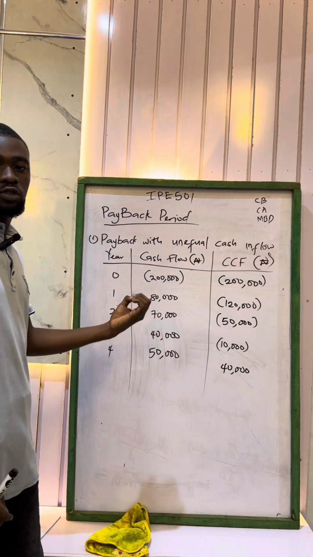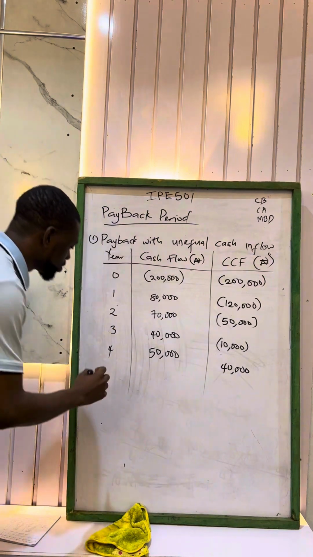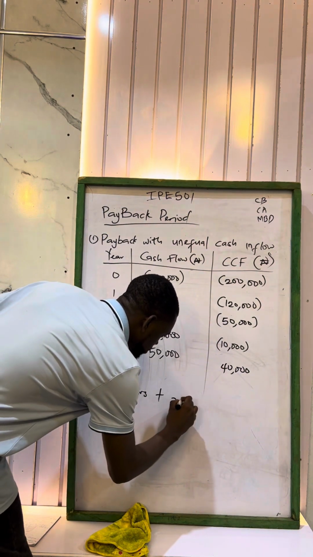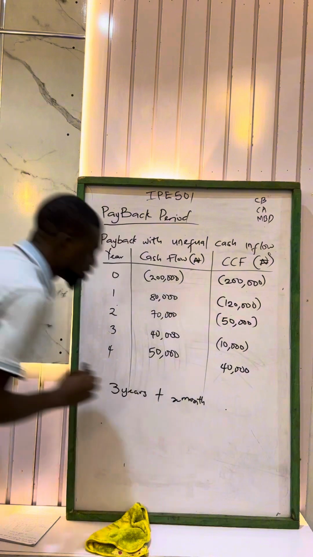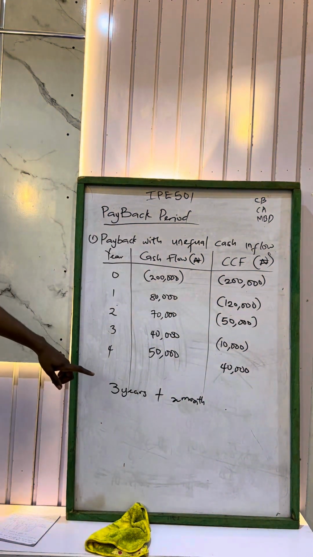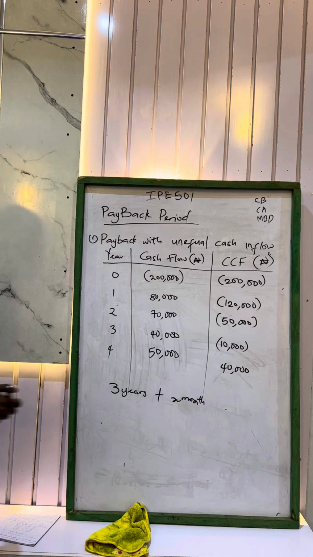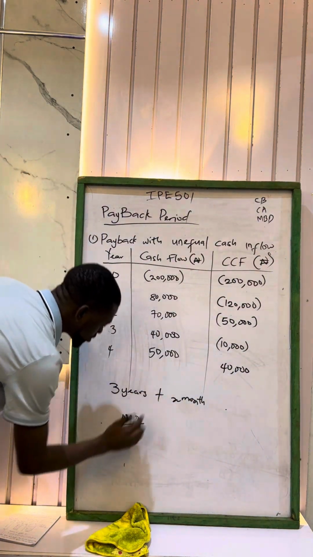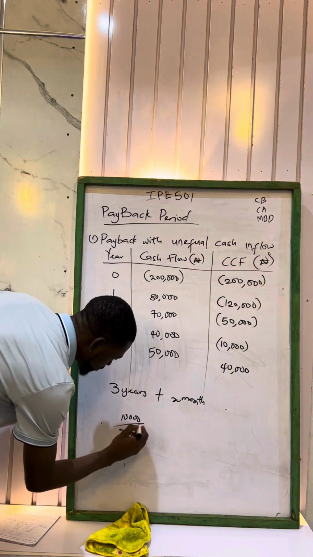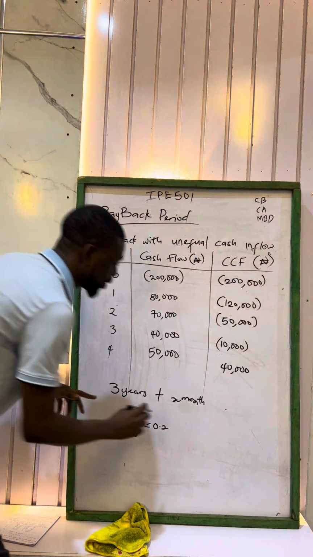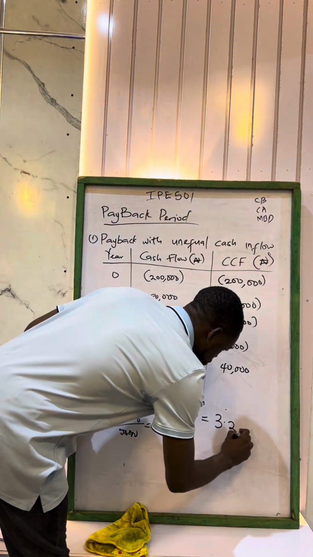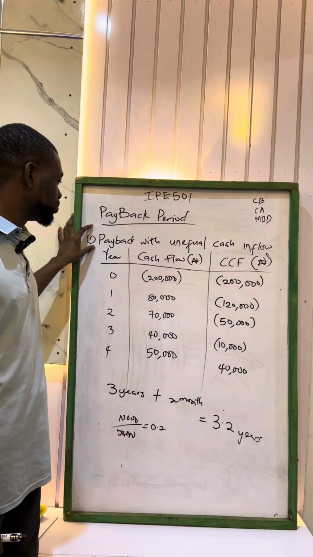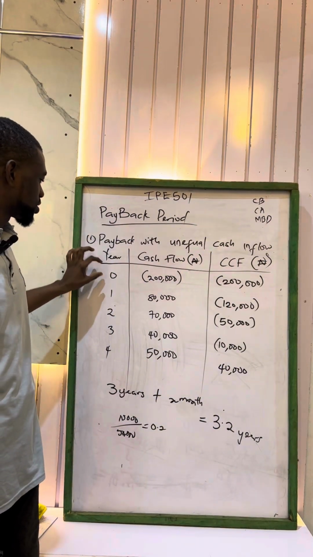So at what particular month? It's not at the end of the fourth year, it's going to be 3 years plus X months. The payback period for this is going to be 3 years plus X months. So how do you get the X months? The X months is going to be this 10,000 naira that you're having here over this, which is the same 0.2. So the payback period for this is going to be 3.2 years.